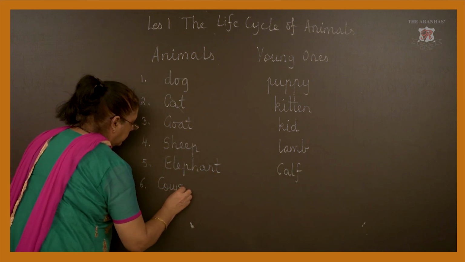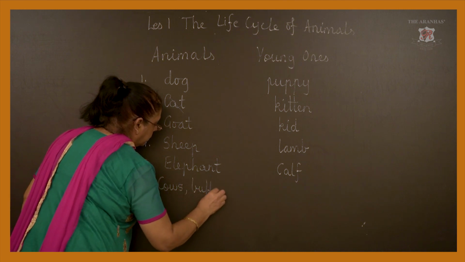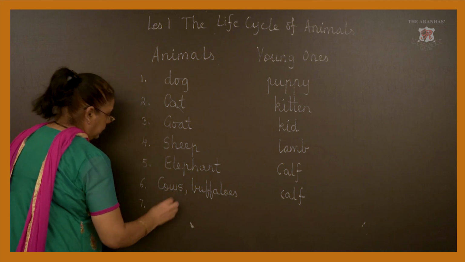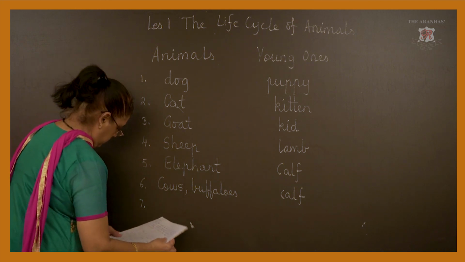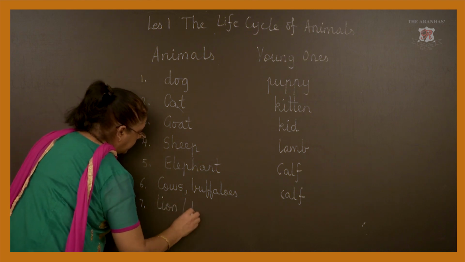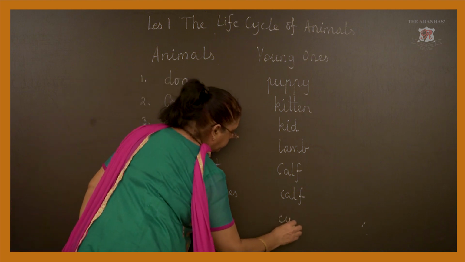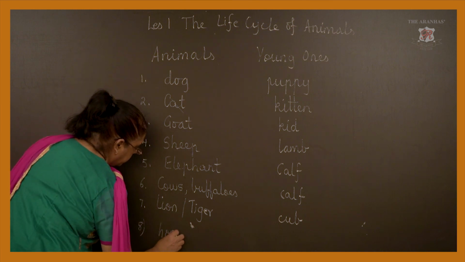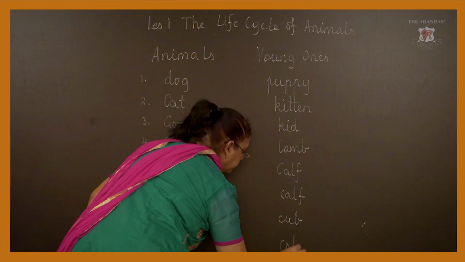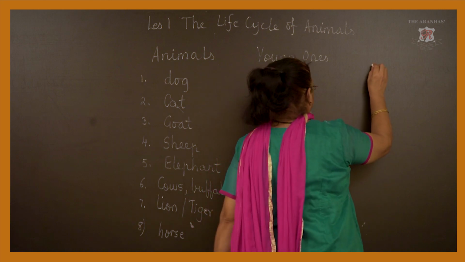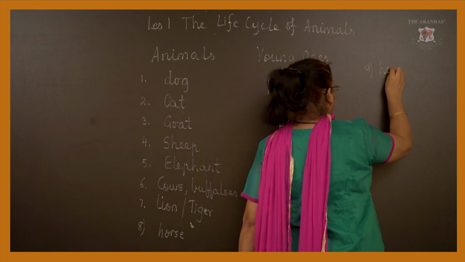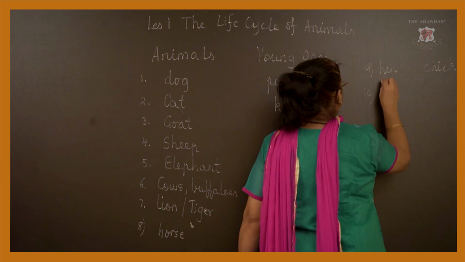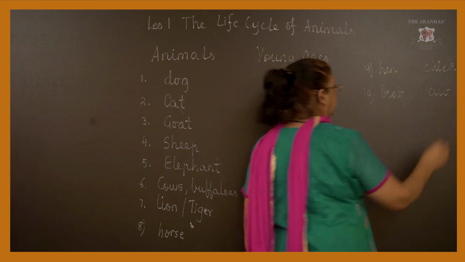Then cows, buffaloes, then we have lion and tigers. The baby is called cub. Horse, colt, then we have learnt about hen. The baby of the hen is called chick, and one more we will learn, bear. The baby of the bear is called a cub.